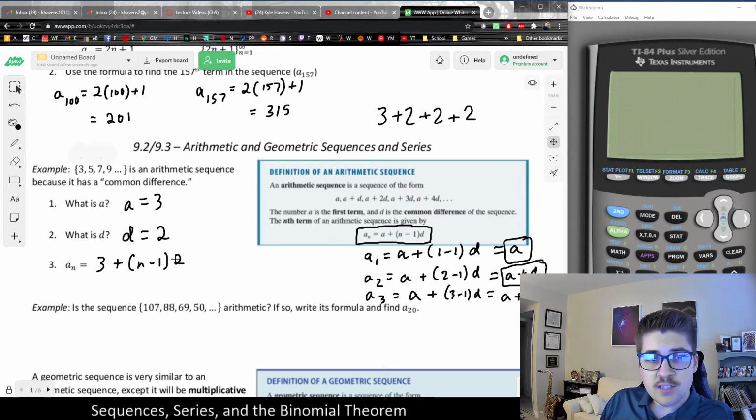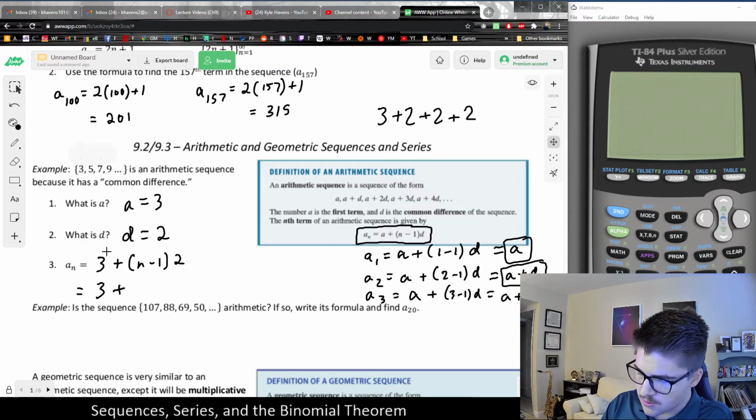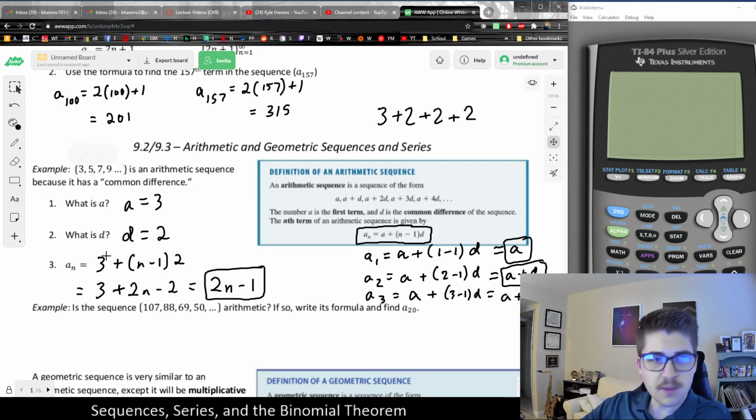And then we could simplify this by the distributive property, but you could just leave the formula like this. By the distributive property, the 2 would distribute to each term, so this would be 2n minus 2. And then if we combine like terms, this would give us 2n minus 1. We would end up with that same formula from before. And basically, this is how you can find the formula for an arithmetic sequence.